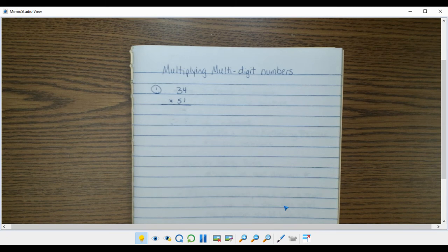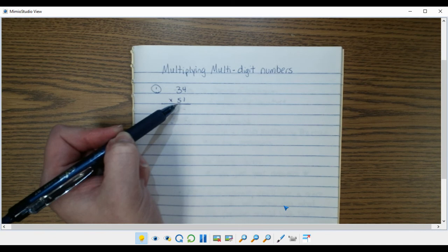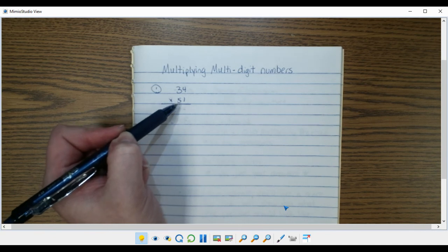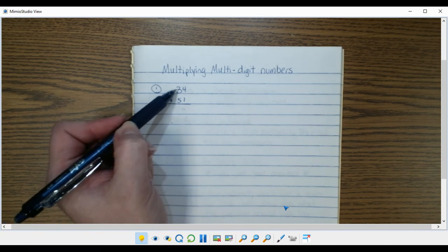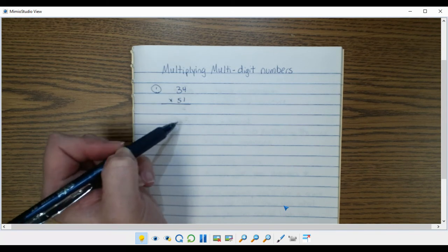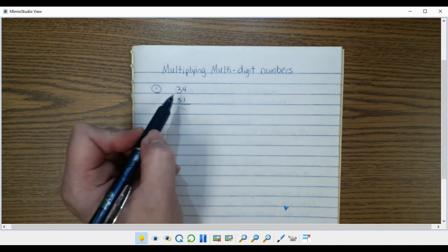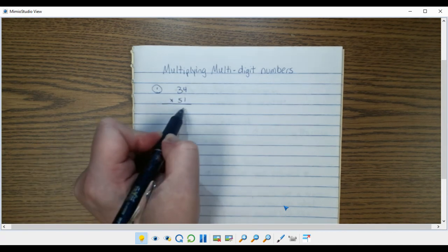For this problem, I'm going to use a traditional algorithm. Remember that this is the ones place and this is the tens place. Sometimes people say this is a 5. It's really worth 50. Just like this, they'd say is a 3. It's really worth 30. There's lots of little shortcuts built into this, but I really want you to understand why they work. So to start, I'm going to say 1 times 4.